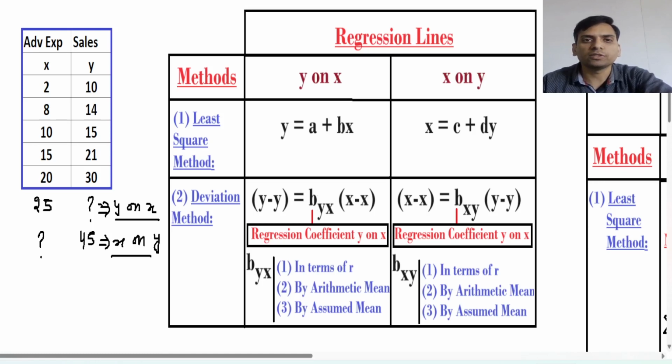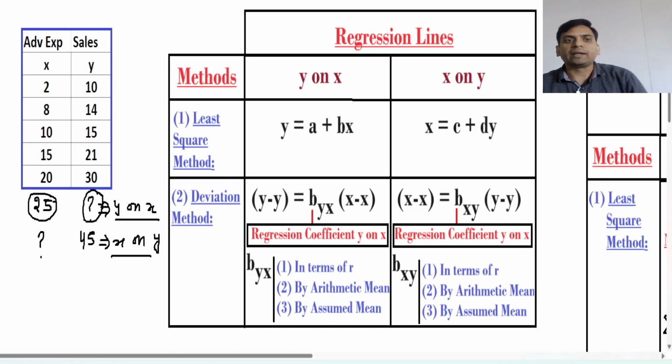The form of Y on X and X on Y in the least square method is Y is equal to A plus BX, where Y is the dependent variable and X is the independent variable. Just like in this case, you need to find Y, so Y is the dependent variable and X is already given, so this is considered the independent variable. Now, same for the second, X is equal to C plus DY, where X is the dependent variable and Y is the independent variable. This is just like the second case.